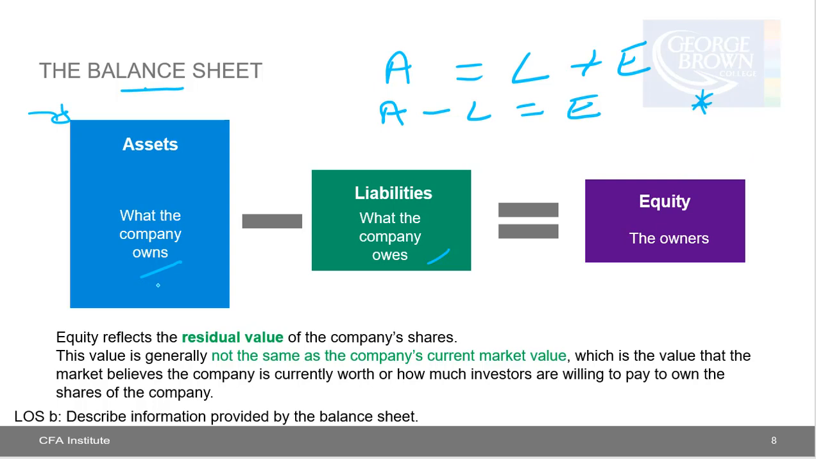If I sold off all my assets and paid back all my creditors, what is left over would be mine, and that belongs to the owners. So equity reflects the residual value of the company's shares. Okay, I put that in bold and green. That's the keywords to pick up on. Equity equals the residual value.